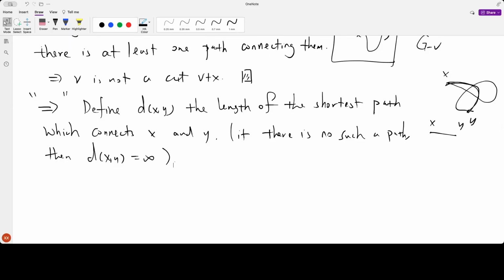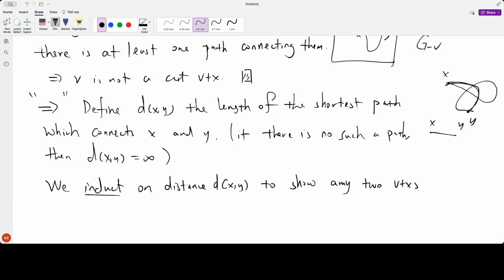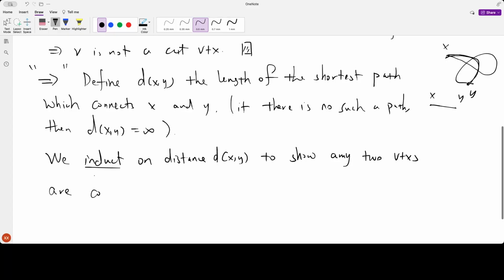This makes the notion of distance more reasonable. So what we want to do is make induction on the distance d(x,y) to show what we want: any two distinct vertices are connected by two vertex disjoint paths. Remember, this is our purpose.